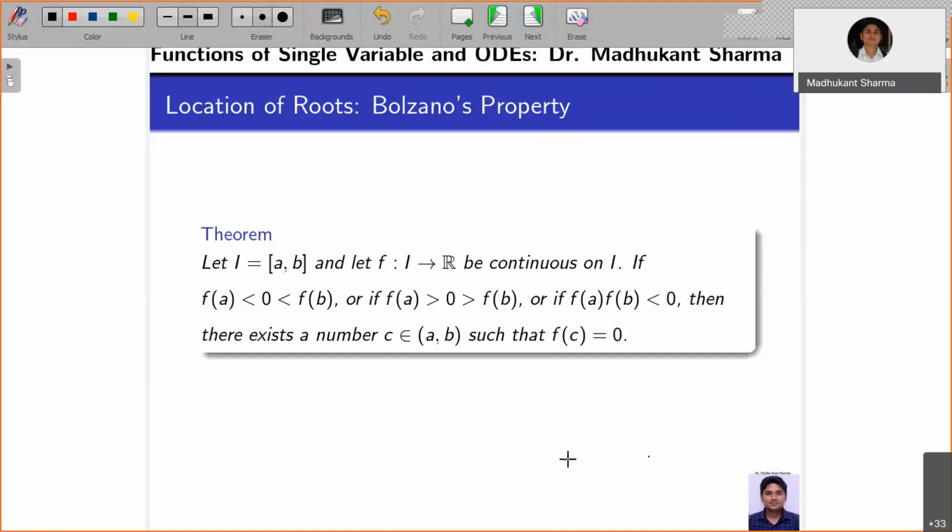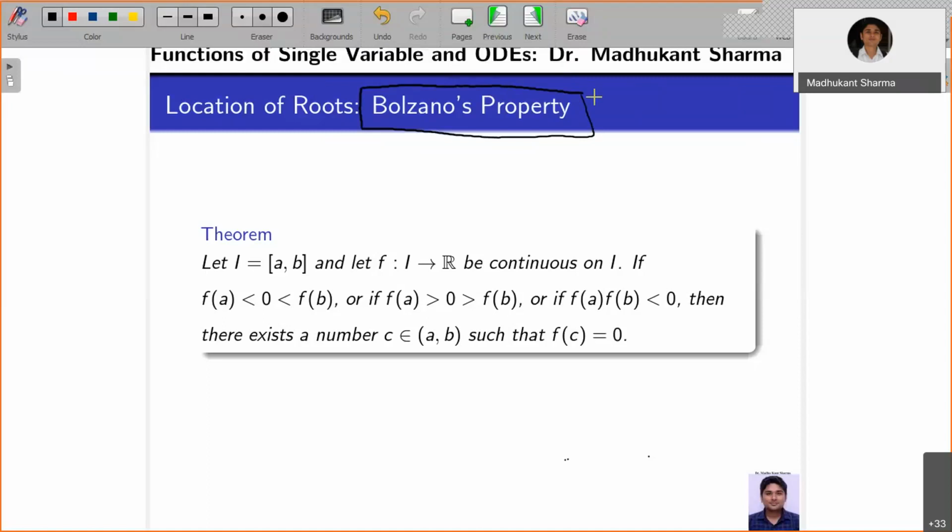Okay, so last lecture, we have seen an interesting property known as Bolzano's property, which you can refer to whenever you are dealing with a problem as well. Referring to Bolzano's property, the result is as follows.